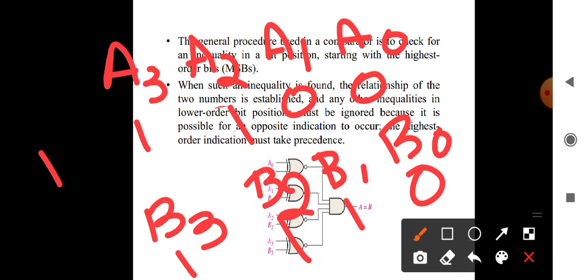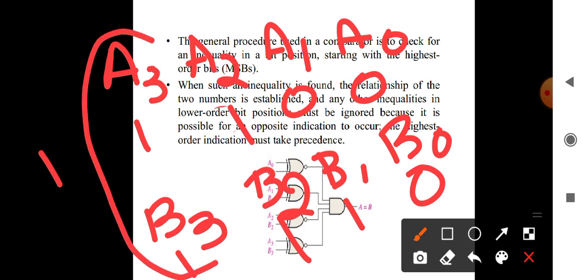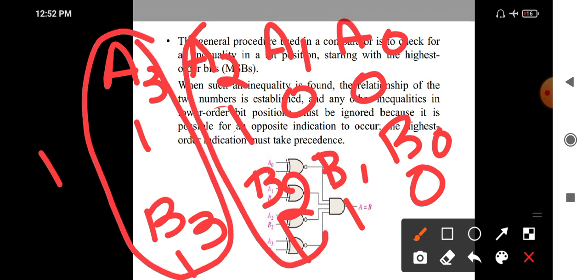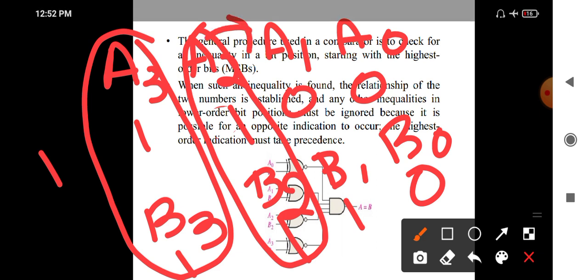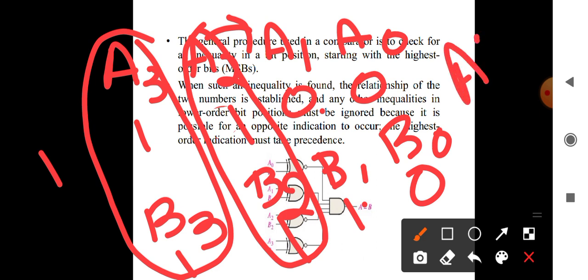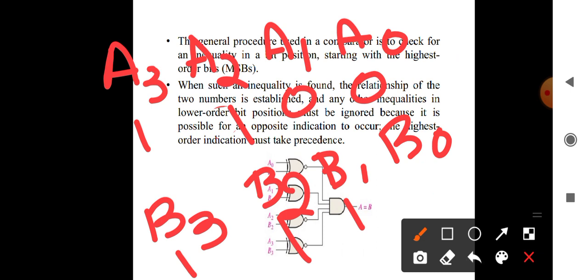a3 is equal to b3 here, a2 is also equal to b2 here, but the next bit is being compared. When A2 is equal to B2, the next bit is compared, that is A1 and B1. So you can see that A1 is equal to 0 and B1 is equal to 1, that is A is lesser than B. That condition is also true.